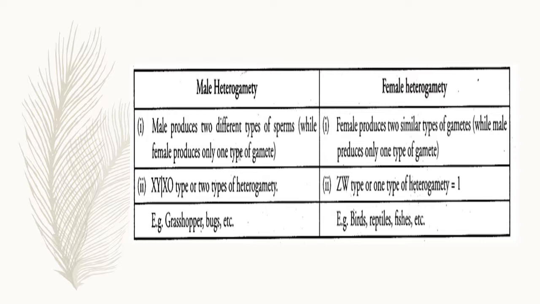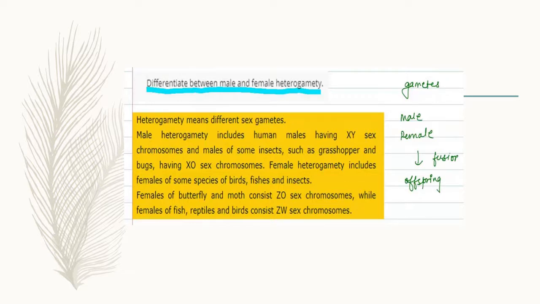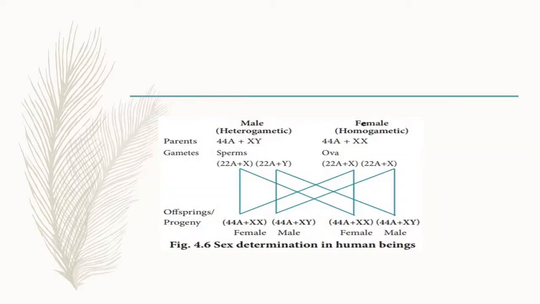ZW type is one of the heterogamety, in birds and reptiles. It is a very important question in the academics. MCQs can also come from this topic. Heterogamety means different sex gametes, and includes human males, which have XY chromosomes, and grasshoppers. Female heterogamety includes females of some species like birds, fishes and insects. Females of butterflies and moths are ZO, and females of fish and reptiles are ZW.